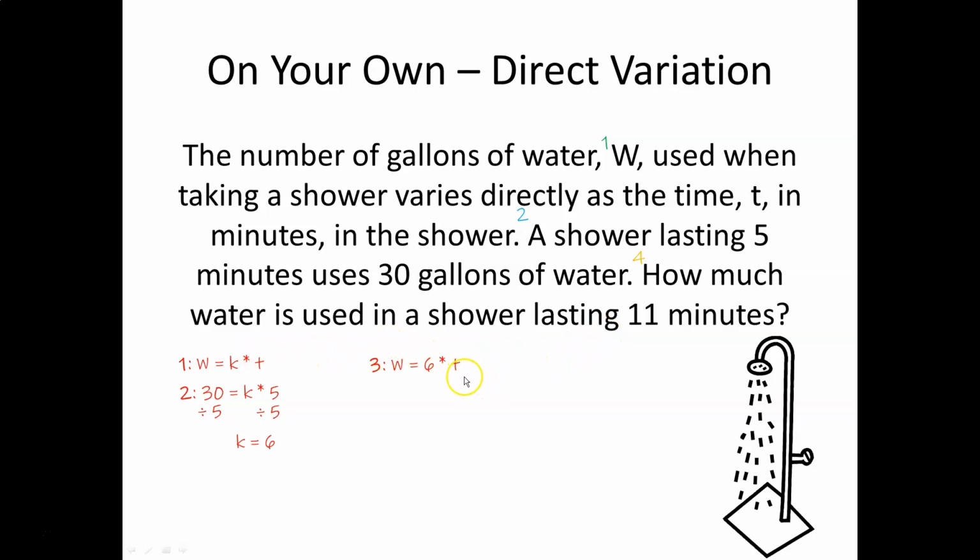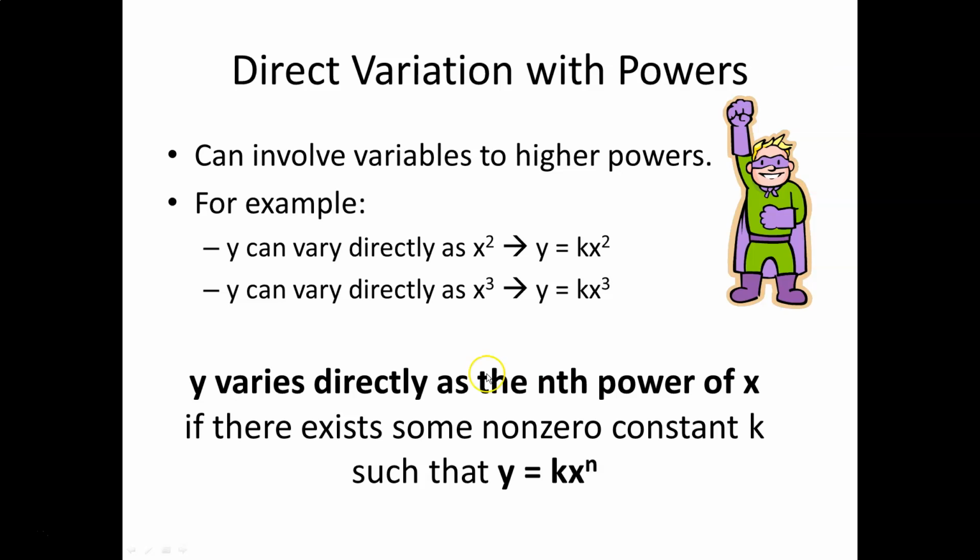Well, we're going to just stick 11 in for time. And we get the answer. A shower lasting 11 minutes takes 66 gallons of water. Did you get the same answer as I did? I hope so.